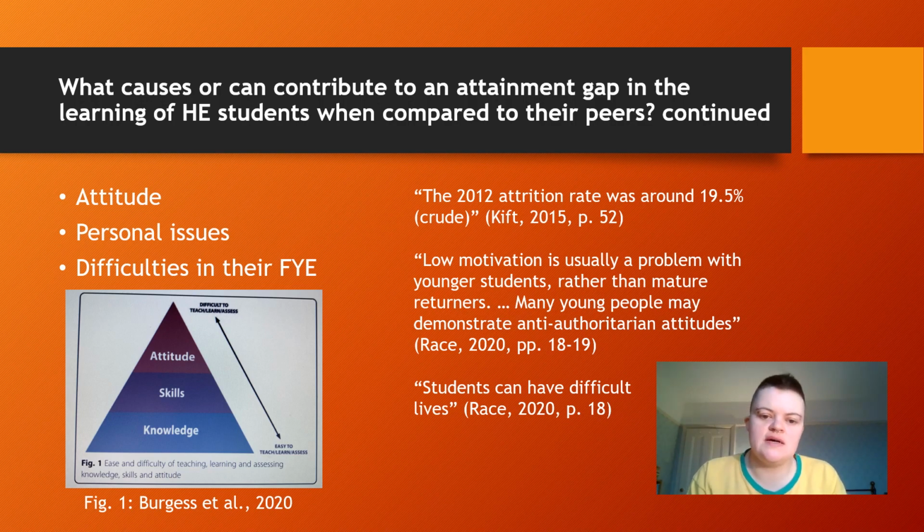So some other factors that can cause or contribute to an attainment gap in the learning of HE students are attitude, personal issues, and difficulties in their FYE, first year experience. I've got some references here. You can do further reading on this as well if you wish to. So Sally Kift, in her 2015 Herzer article, which I'll link at the end, about transition pedagogy, writes that the 2012 attrition rate was around 19.5% when crude, and basically that's how many students are not continuing on the same course at the same university.